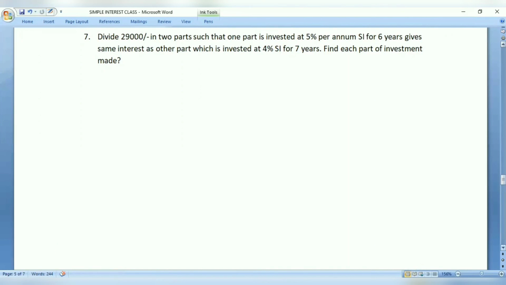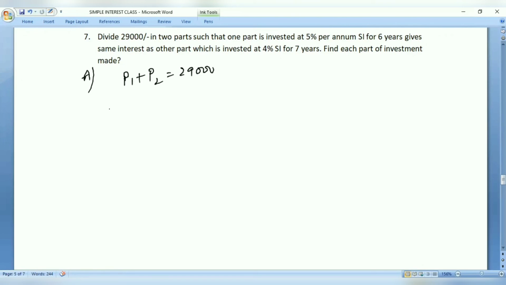Now the question says, divide 29,000 rupees into two parts such that one part is invested at 5% simple interest for 6 years, gives same interest for an amount invested at 4% for 7 years. Find each part of the investment made. Now, here straight away they are mentioning some amounts P1 and P2. If they add, it becomes 29,000.